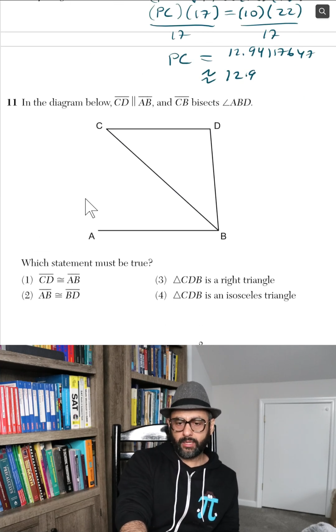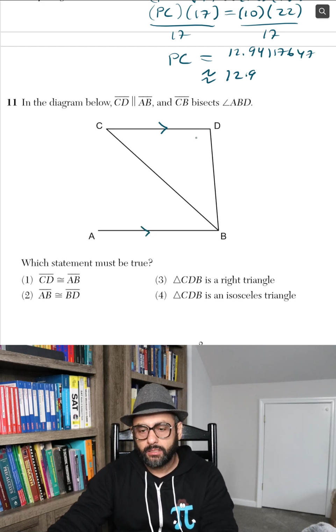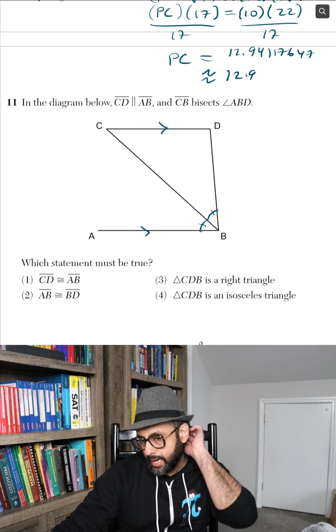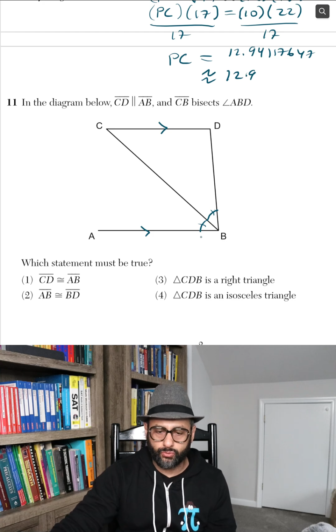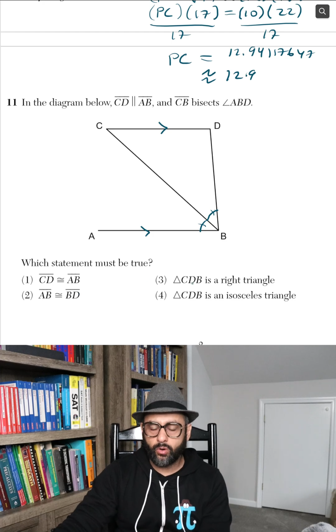Number 11, in the diagram below, CD is parallel to AB. Notice that I'm labeling as I'm reading, and CB bisects angle ABD. So that ABD is cut into two congruent angles. And then which statement must be true? Is it that CD is congruent to AB? Or is it that AB is congruent to BD? Or is it that CDB is a right triangle? Or is it that CDB is an isosceles triangle? Some of these don't make sense.